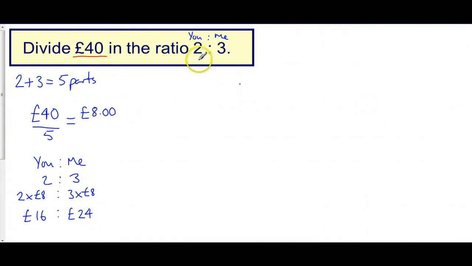We had 40. Imagine I changed it to, I don't know, let's change it to 1 to 15. Because I'm way more important than you. So I get £15 for every 1 of your pounds. Okay, so let's do the same thing again. 1 plus 15 is 16 parts. So if I share my £40 this time, I share it into 16 things.